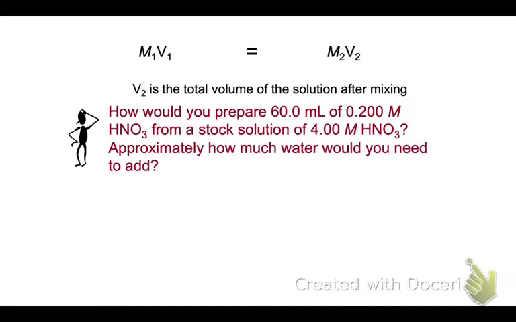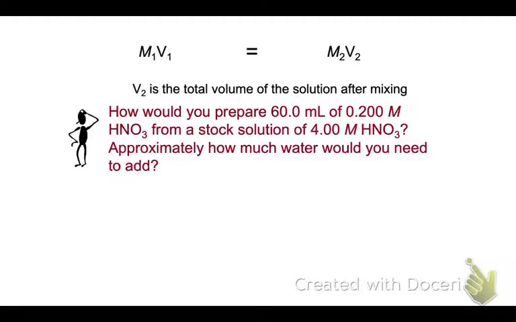How would you prepare 60 milliliters of 0.2 molar nitric acid from a stock solution of 4 molar nitric acid? Then approximately how much water would you need to add? This is a very good question, and a very important thing is to immediately recognize that this question is a dilution question. What is your key for that? It is the same substance. It was less concentrated one time and more concentrated the other time.